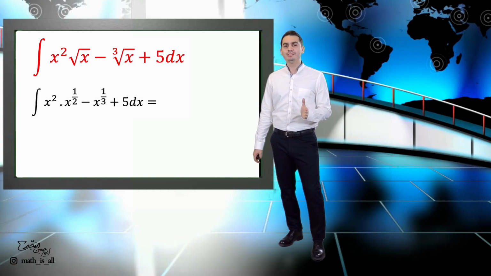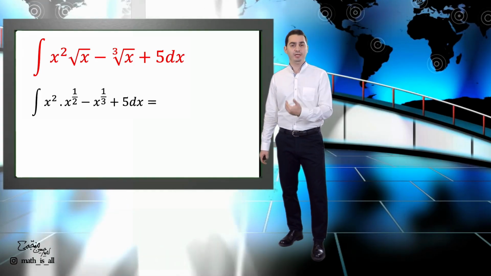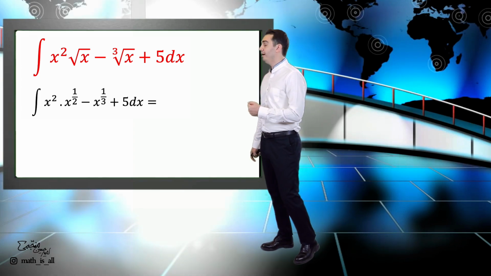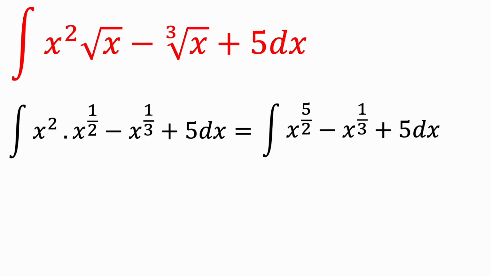I will simply rewrite the square root of x as x to the power of 1/2. Since the bases are the same, we simply add the exponents. We combine x squared and x to the power of 1/2. 2 plus 1/2 equals 5/2. So the result becomes x to the power of 5/2. Notice that the multiplication is now eliminated.